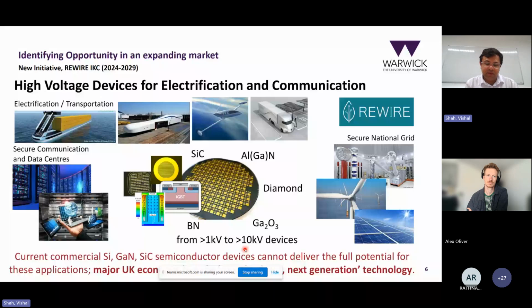Something that's a domestic voltage supply is 240 volts, and something that's a medium voltage application like an electric vehicle is maybe about 1.2 kV. The important thing is that current commercial devices, even for silicon, gallium nitride and silicon carbide, can't fulfill the potential at the moment for these green applications. So it's a sorely needed technology.